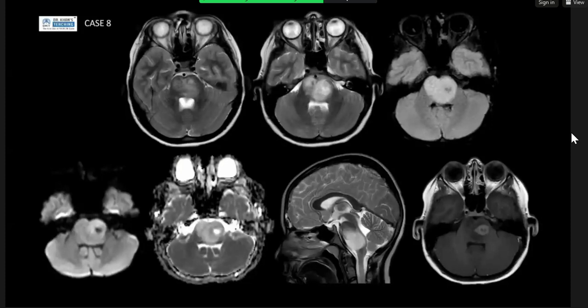In this sagittal T2, there was a high signal and there was enlargement, expansion of the brain stem and the pons, with narrowing of the fourth ventricle. In contrast studies, I think there's a focal area of enhancement on the left side.